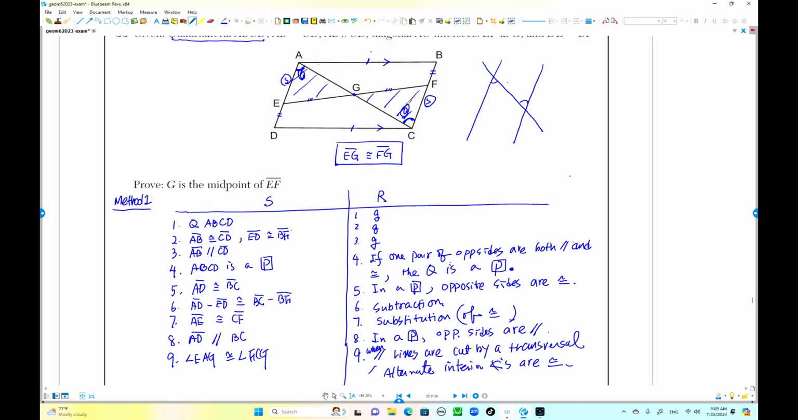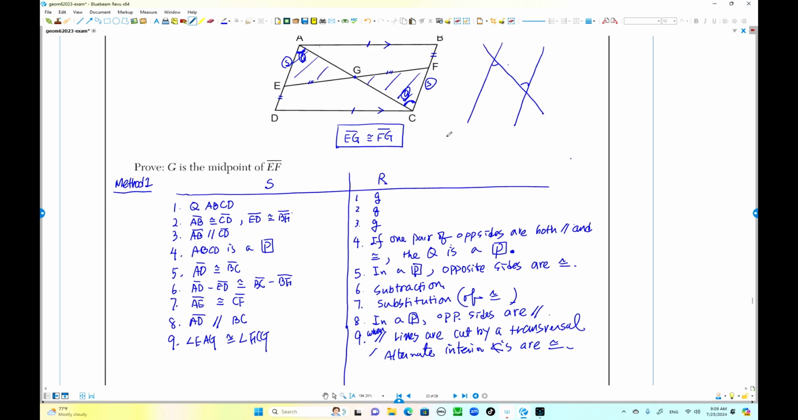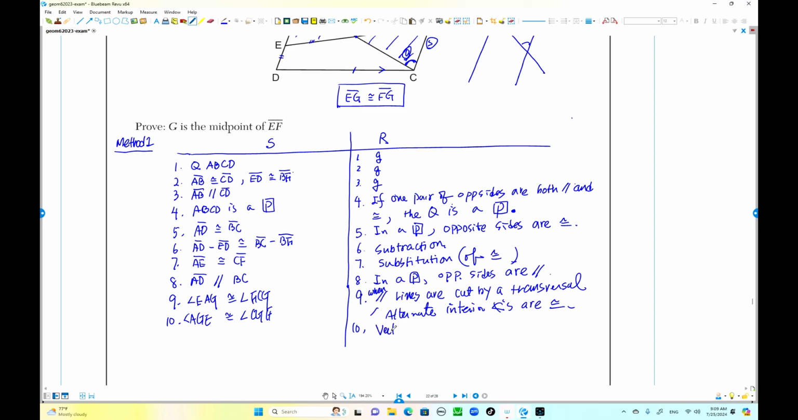We need one more to prove these two triangles congruent. Where is it? You can use a vertical angle. That's the easiest way. The next one is angle AGE congruent to angle CGF. This is number 10. The reason: vertical angles are congruent. Or you can use: intersecting lines form congruent vertical angles. You can use that reason.